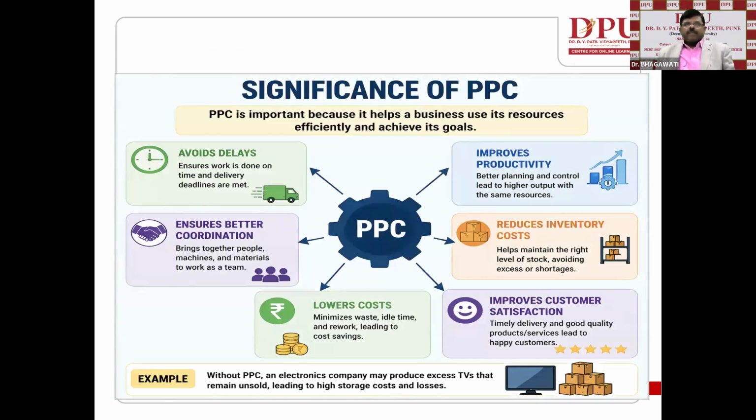This is the significance of PPC. Avoid delays: ensures work is done on time and delivery deadlines are met. Improves productivity: better planning and control lead to higher output with the same resources. Reduces inventory cost: helps to maintain the right level of stock, avoiding excess or shortages. Improves customer satisfaction and lowers cost: minimizes wastages, idle time and rework, leading to cost savings. These are the importance of PPC, production planning and control.